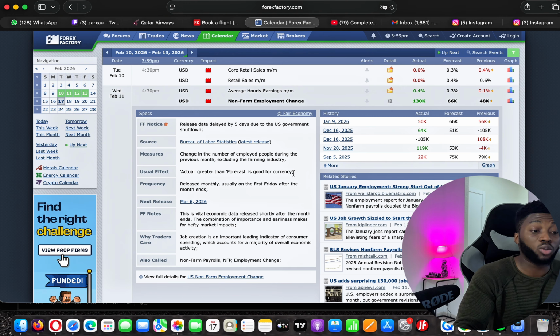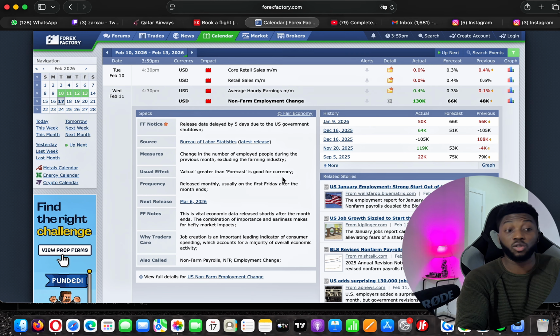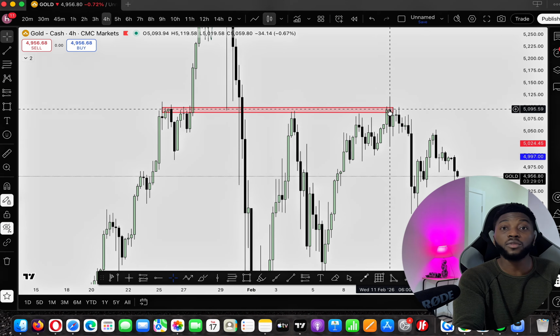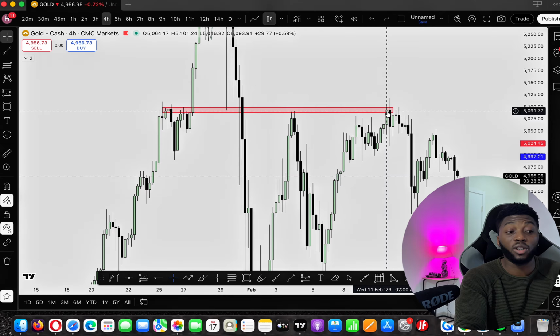And then the news came out: actual greater than forecast is good for the currency. It's good for USD, bad for gold. So bearish news is telling us we are bearish. Plus the fact that we already have a resistance, telling us our market was already at a resistance. So that's already bearish. Two confluences aligning. The fundamental is aligning with the technicals. So what are we looking for? Shorts, we are going down. That's just as simple as that. That's how you just combine technicals and fundamentals.